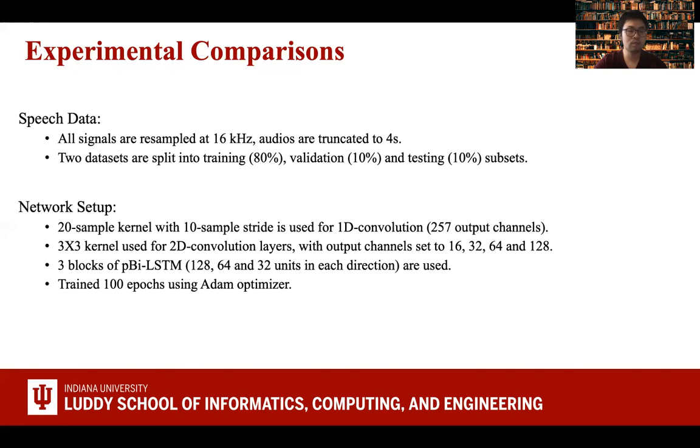We used a 20-sample kernel size with a 10-sample stride for the 1D convolution with 257 output channels. For the 2D convolutional layers, we use a 3x3 kernel, and the output channels are set to 16, 32, 64, and 128, respectively. And we also adopted 3 blocks of pyramid bidirectional LSTM layers with 128, 64, and 32 units in each direction. The model is trained for 100 epochs using the Adam optimizer.